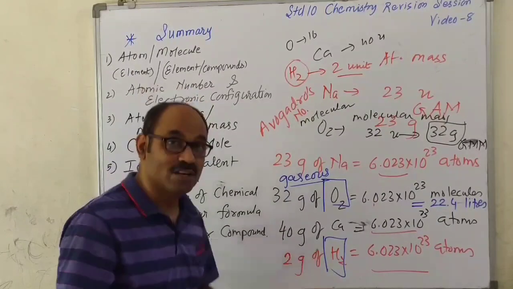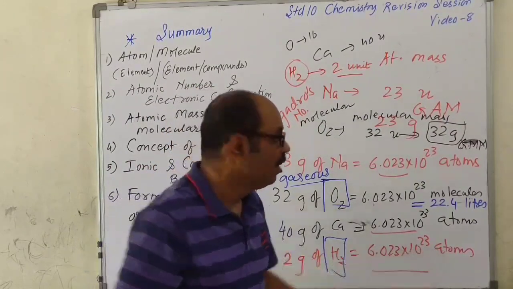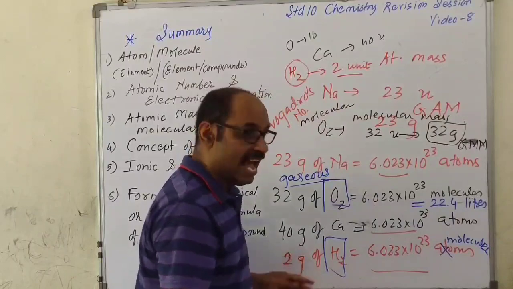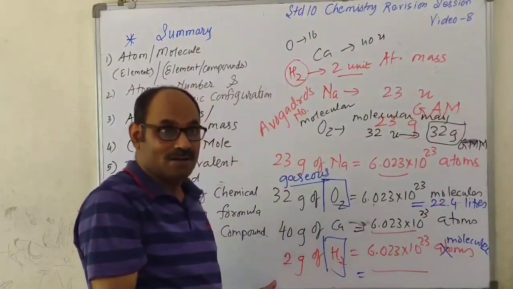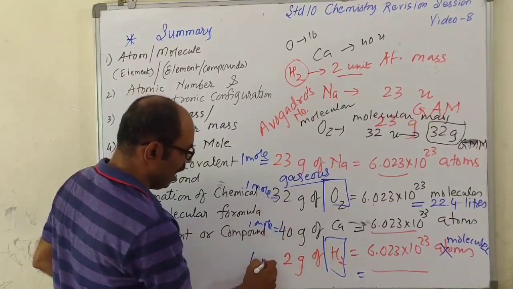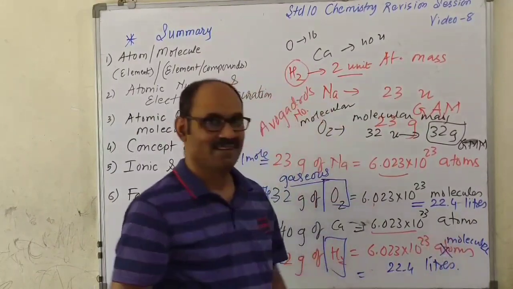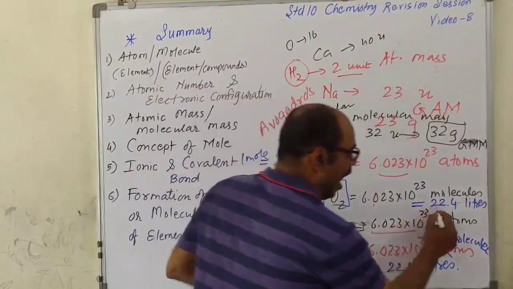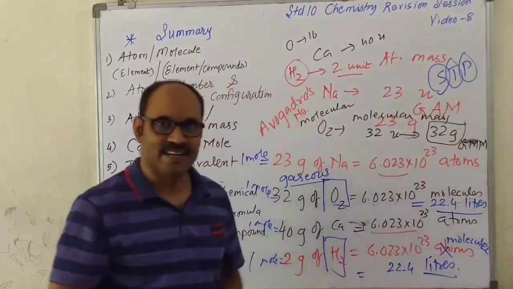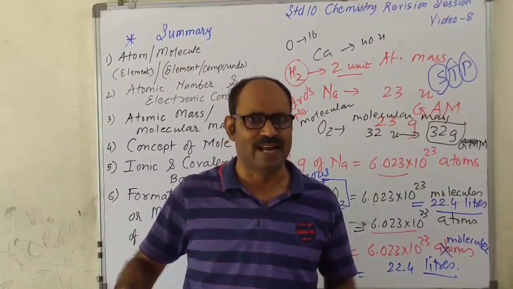Hydrogen is also a gas. If you take 2 grams of hydrogen, that hydrogen of 2 grams mass will contain 6.023 into 10 raised to 23, not atoms, these are molecules of hydrogen. And since this is gas, the volume occupied by 1 mole, this is called 1 mole, will contain how much? 22.4 liters volume. But this volume has to be measured at STP, standard temperature and pressure. Temperature should be 0 degrees and pressure 1 atmosphere, the normal atmospheric pressure.